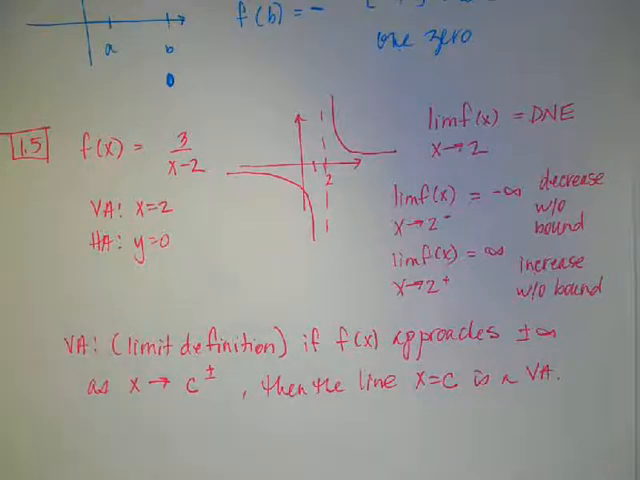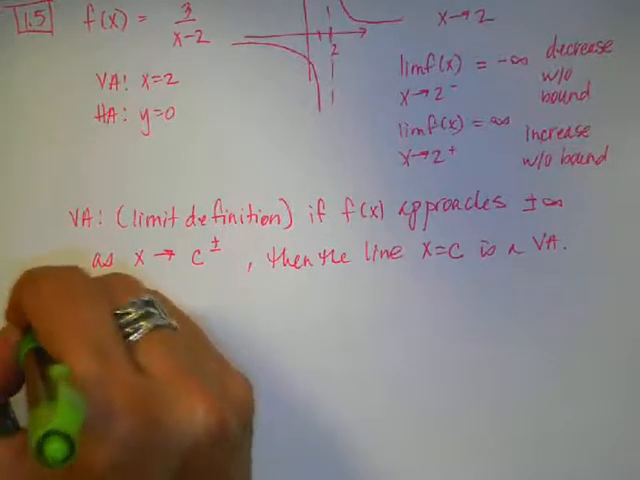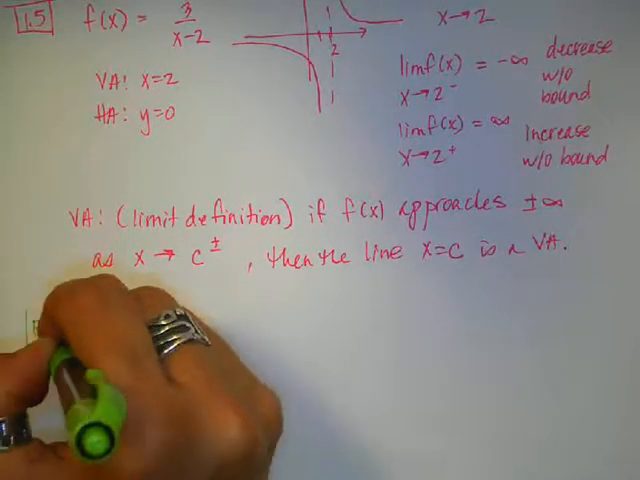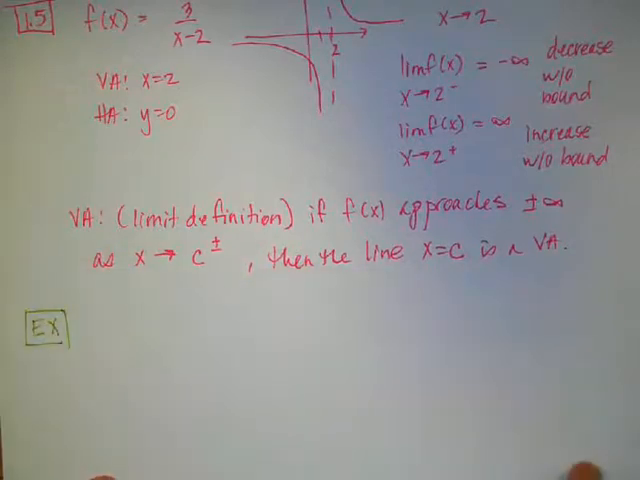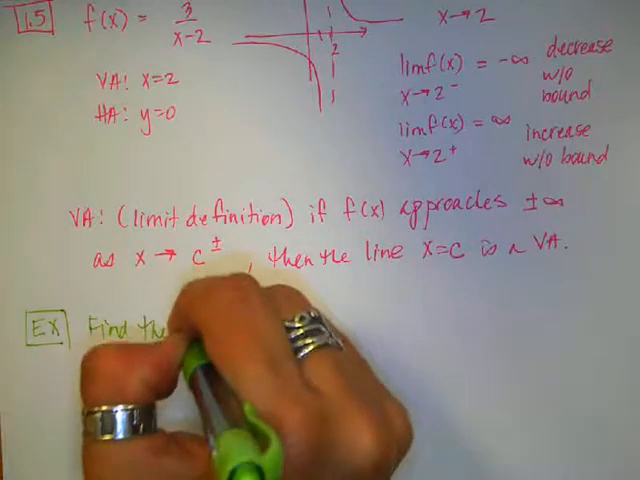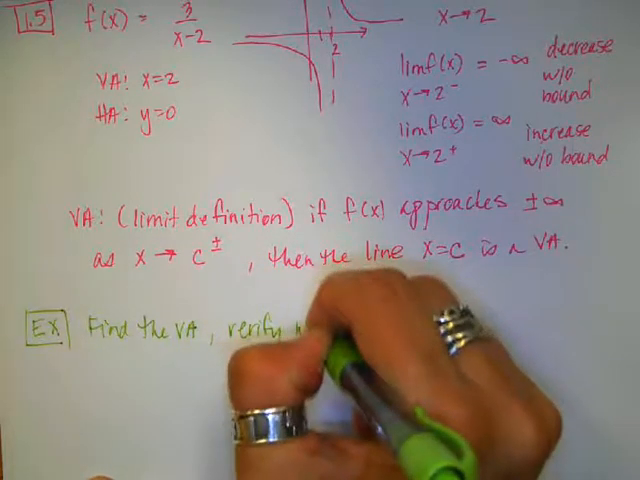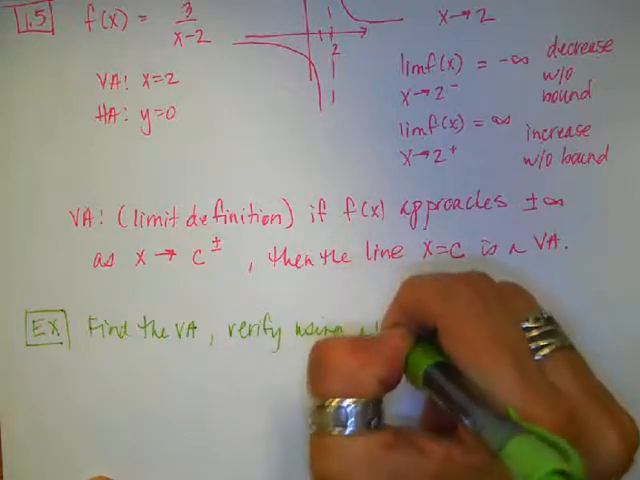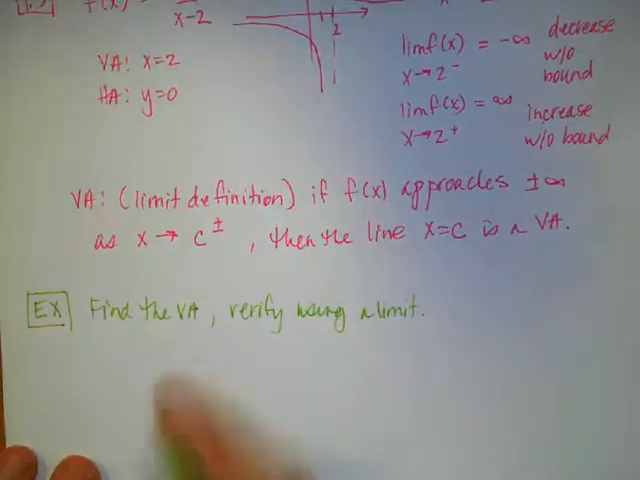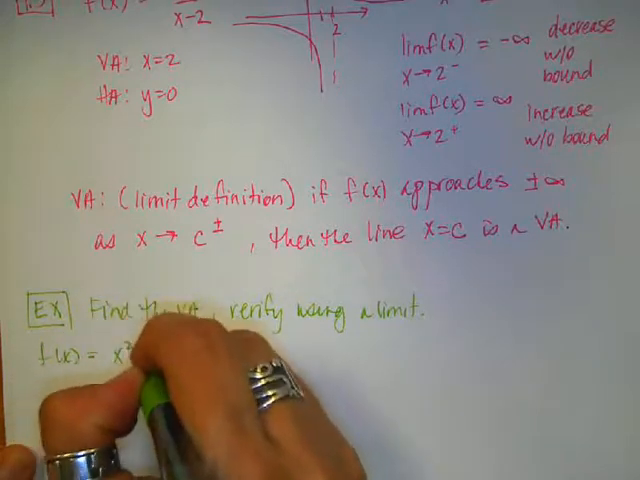This is your last example. Woohoo! This one says find the vertical asymptote and then verify using a limit. We're given the function f of x is equal to x squared minus 4 over x cubed plus 2x squared plus x plus 2.